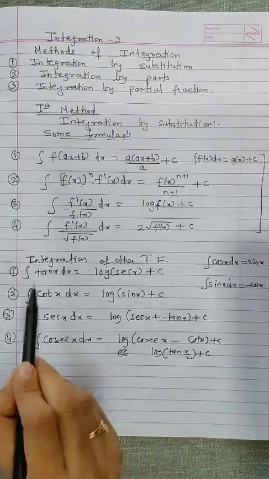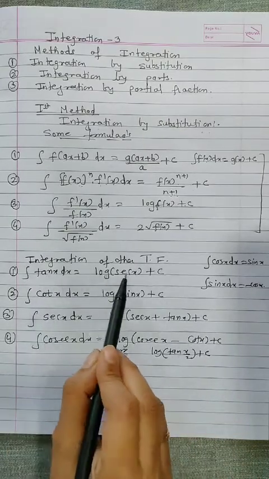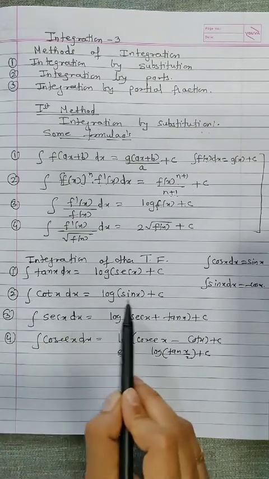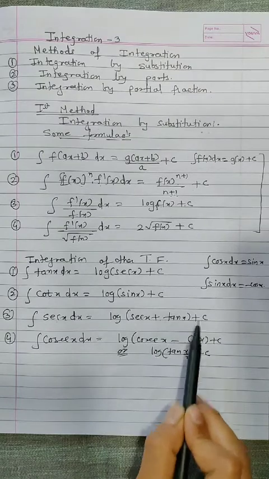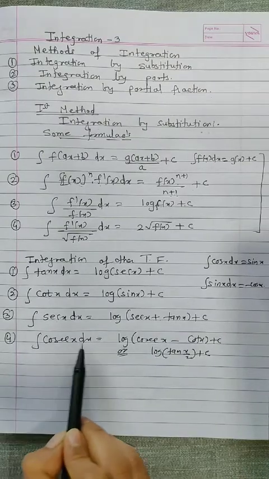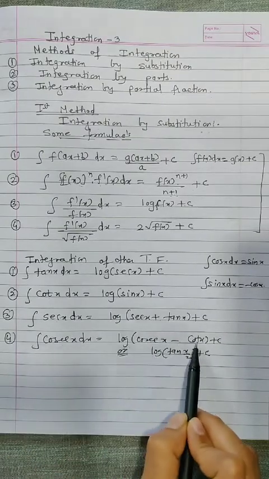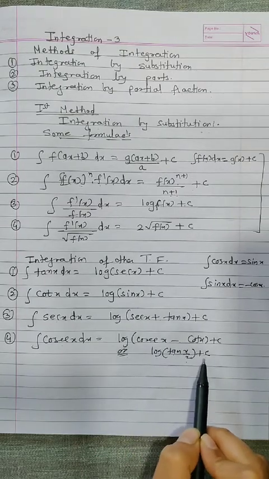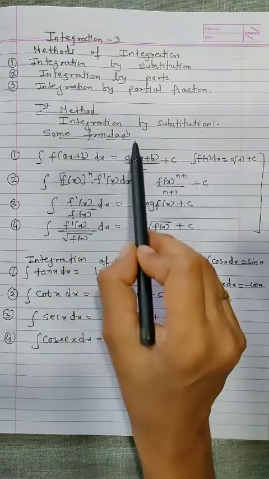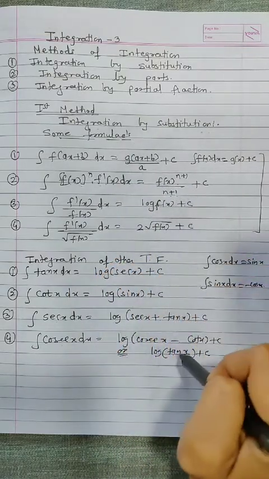So students, directly integration tan you have to apply log sec, integration cot log sin x plus c, integration sec is log of sec x plus tan x plus c, and integration cosec x dx is log of cosec x minus cot x, or it can be applied as log of tan of x by 2 plus c. So remember these formulas for substitution method.